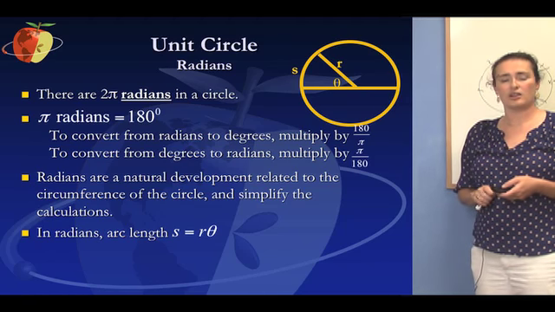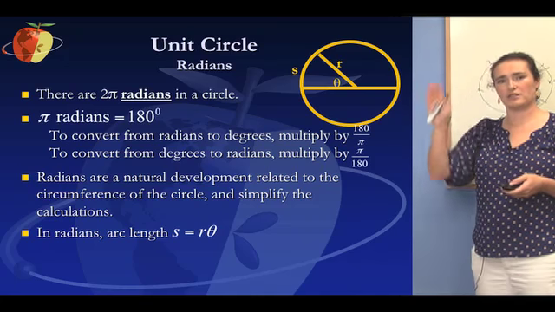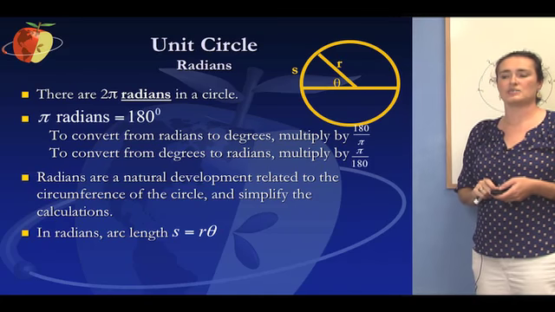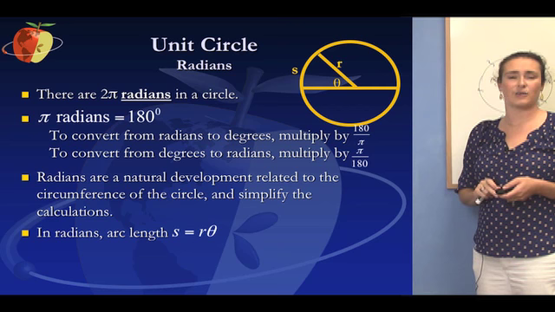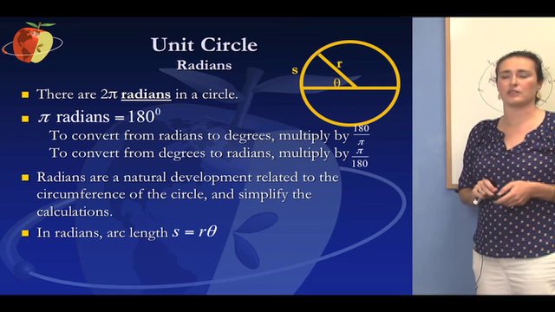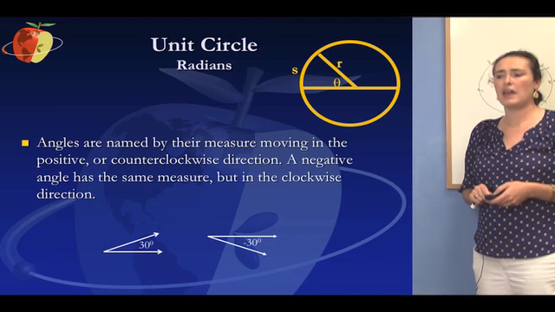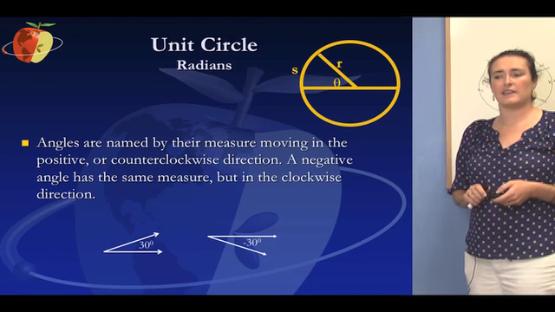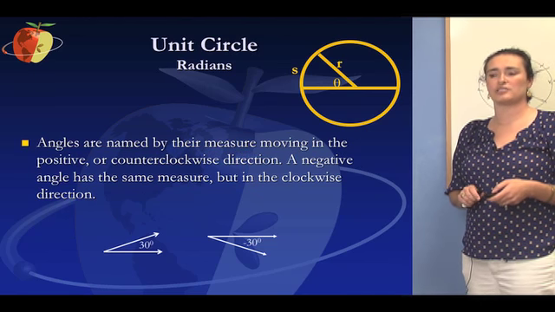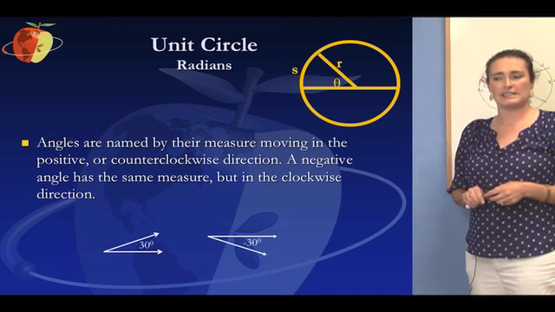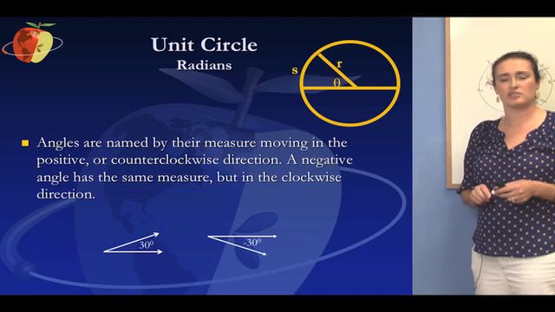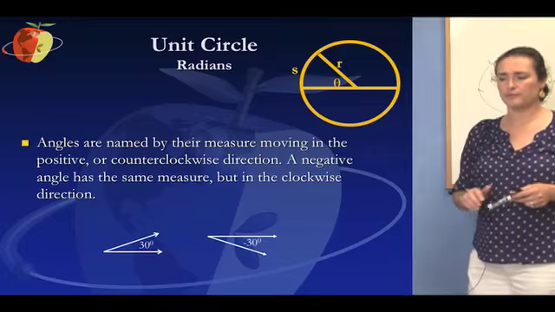In radians, the arc length around a circle, the distance along an arc, is the radius times theta, where theta is that central angle that the arc is defined by. Angles are named by their measure moving in the positive or counterclockwise direction. A negative angle has the same measure, but in the clockwise direction. So we're going to look at that on the board as well.